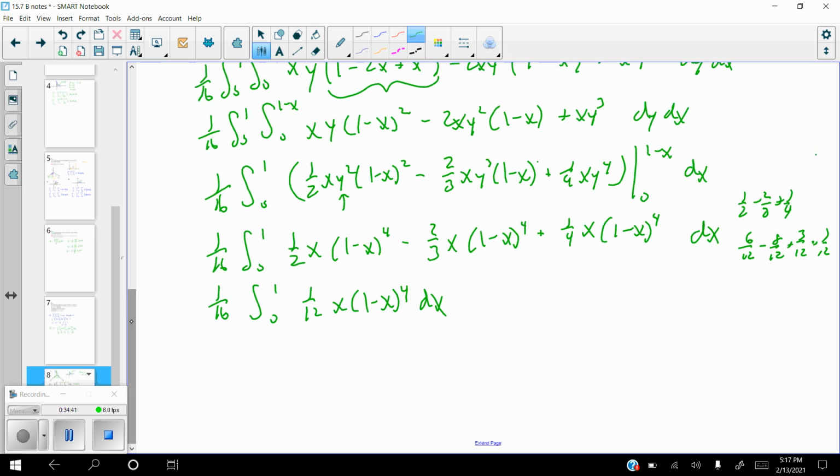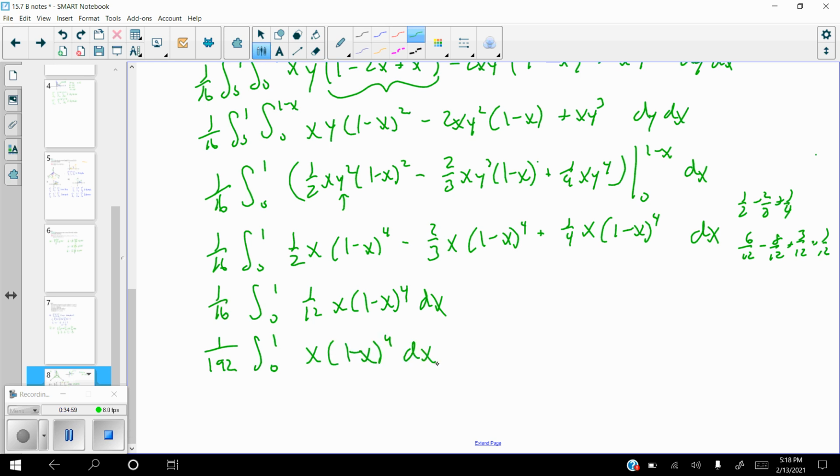I don't want to FOIL out the 1 minus x to the 4th. I can pull out the 1/12. Let's see, 12 times 16, I believe, is 192. Don't ask me how I know that. And then I've got x times 1 minus x quantity to the fourth dx.